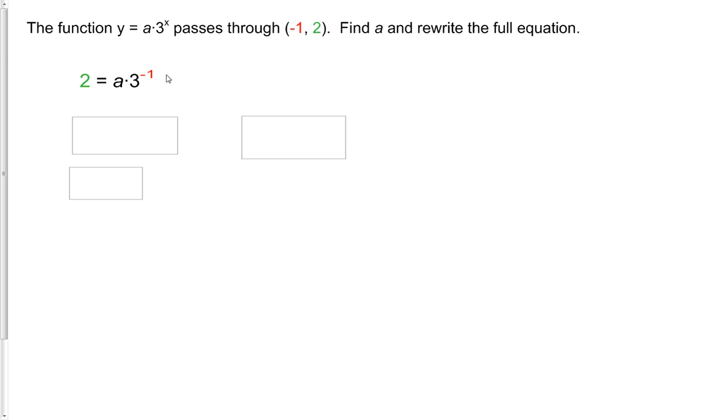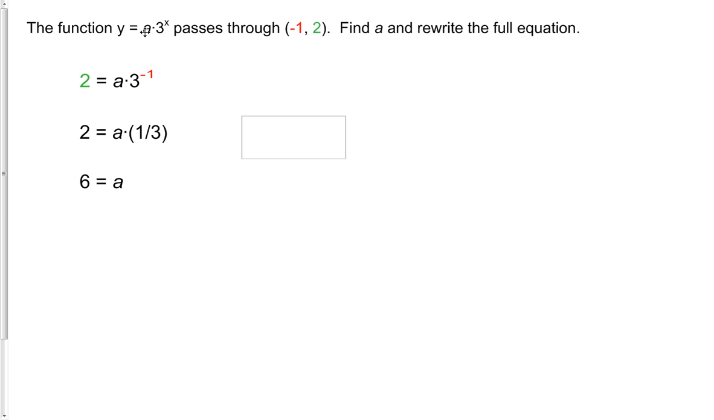Pop in -1 for x and a 2 for y. We're going to get 2 equals a times 3 to the -1. Well, remember, anything to a negative power is 1 over that number. So 3 to the -1 is going to be 1/3. So we're going to have 2 equals a times 1/3. To undo that, multiply both sides by 3, and we have a equals 6.